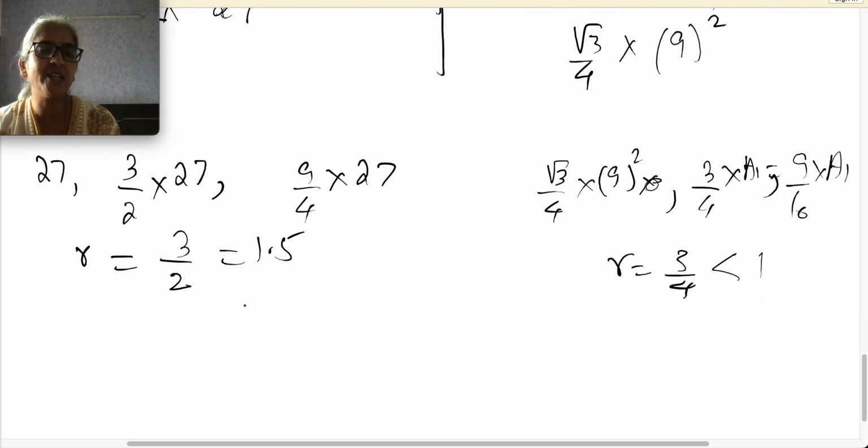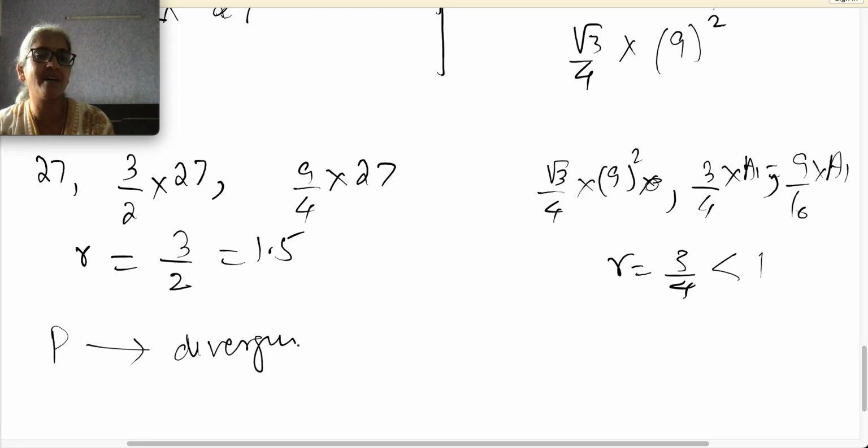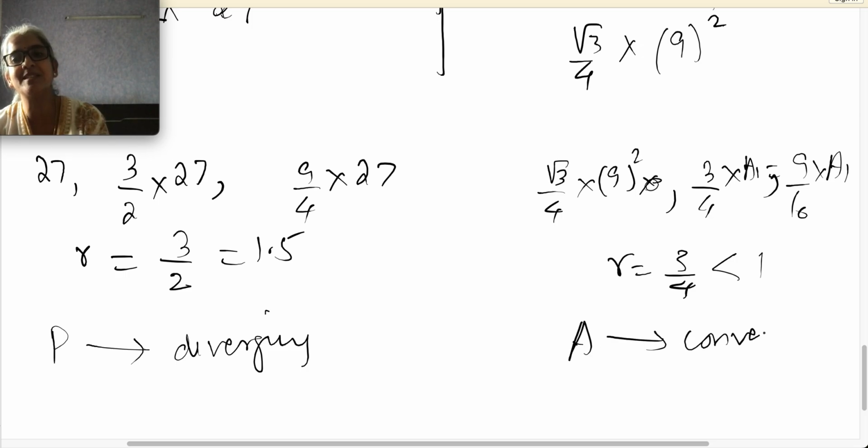So if I had continued forever, then my perimeter would be a diverging series because R is greater than 1. And my area would have been a converging series because R is less than 1. And it's strange that perimeter is growing infinitely, but area is remaining same.